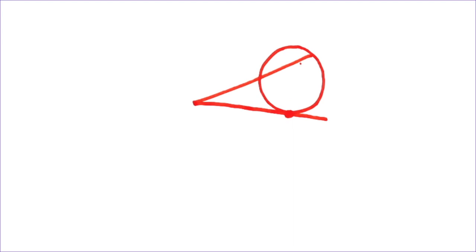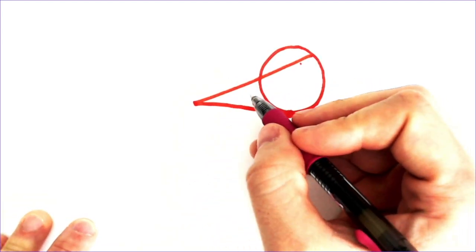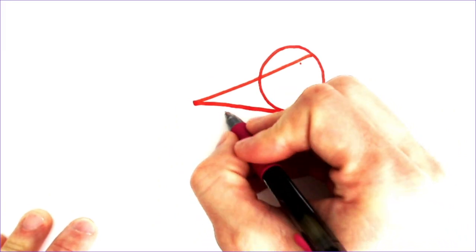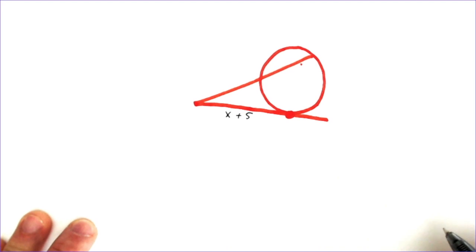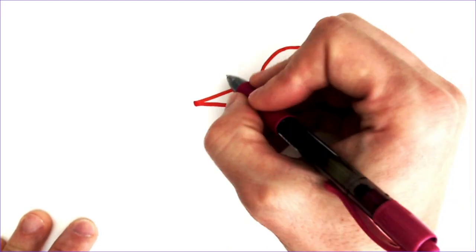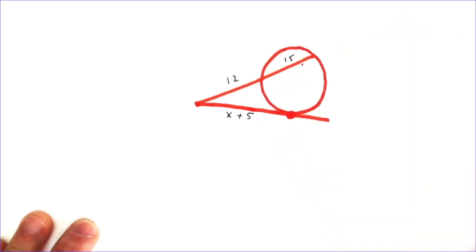Again, what would make it more difficult is if on the outside here or here you have an x. In this case, I am going to make this part x plus 5. And here I am going to make this 12, and I'm going to make that one 15 from there to there.